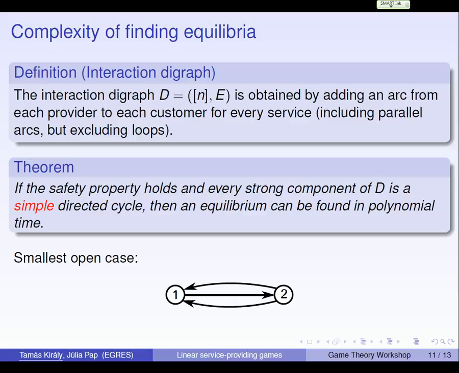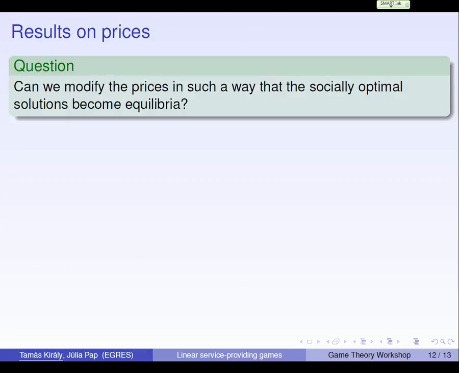And then this is the smallest open case. We have 2 players. We have 3 services, one offered by player 1 to player 2, and 2 services offered by player 2 to player 1. We don't know the complexity of this. So whether there is a polynomial time algorithm for this one, or it is PPAD-complete, I have no idea. And there's a last slide.